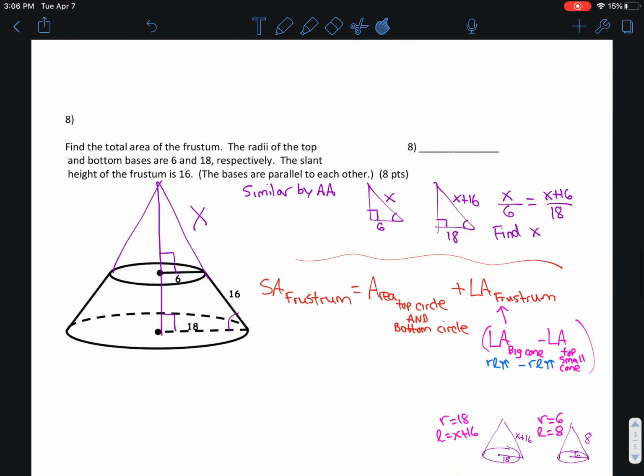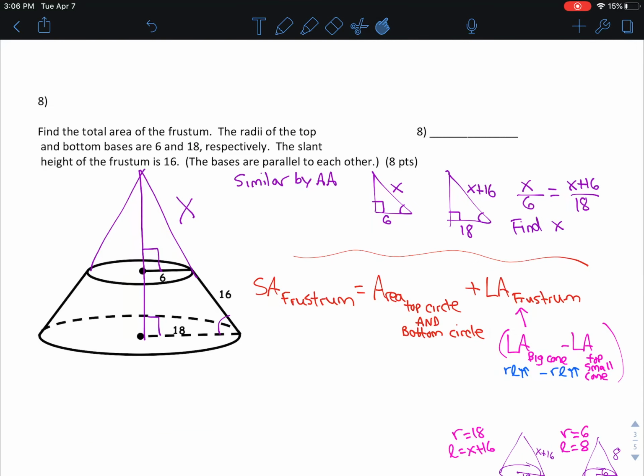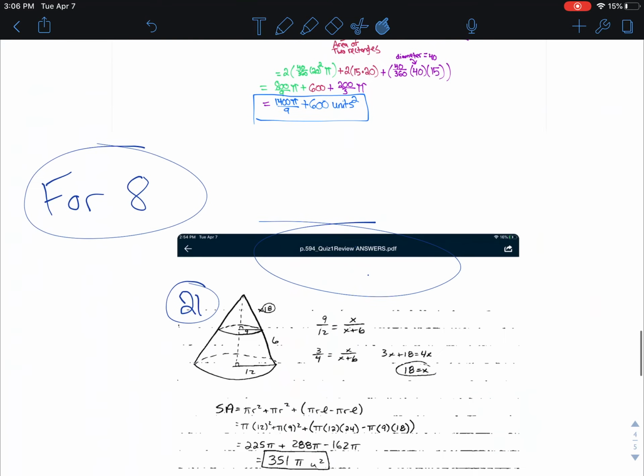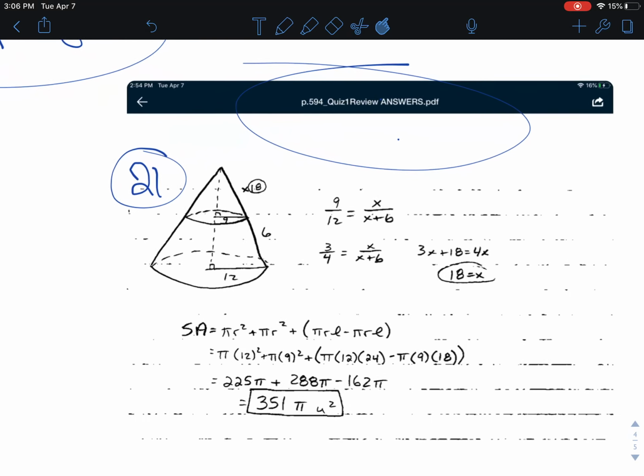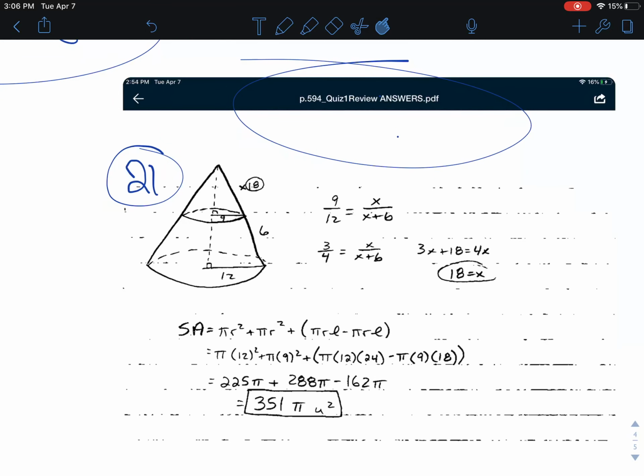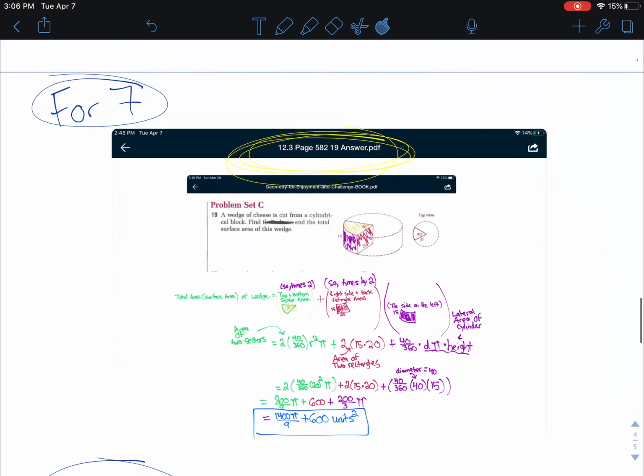And then for number 8, it showed up in the quiz review. It was number 21. So if you look here, again, there's a problem that is just like that done here. So if you need to look back, you can look back. You can pause it, look at this real quick, see if you can get it. But I'm going to go up here.